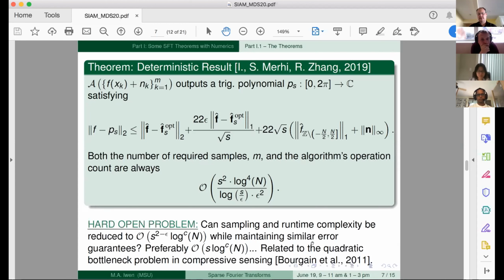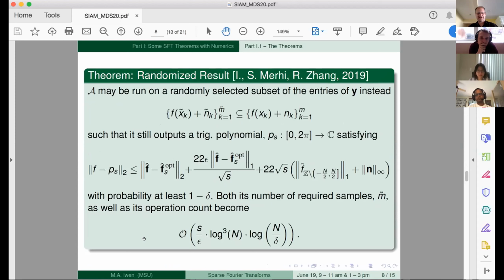It's related to the quadratic bottleneck problem in compressive sensing that Bourgain and some of his collaborators solved, except it's a bit more difficult because you also need a recovery algorithm that runs in time less than s squared. So I don't know how to solve this problem. If anyone else does, send me a text about it or something.